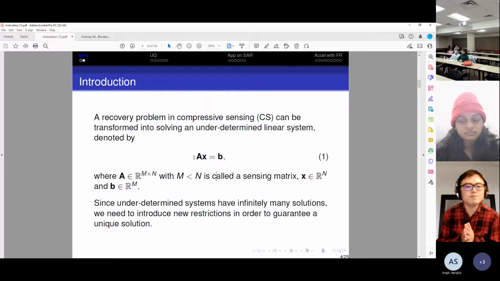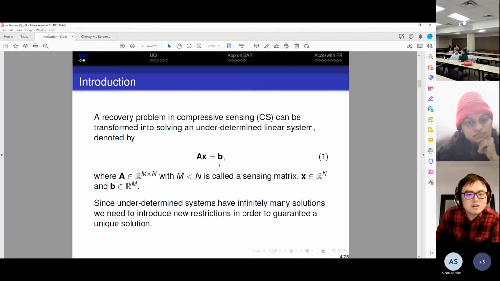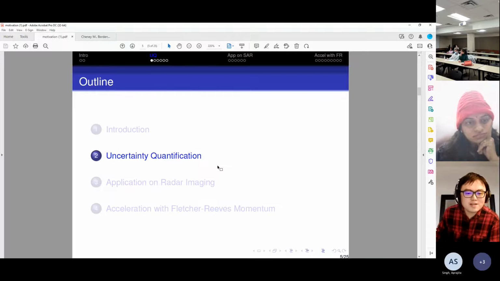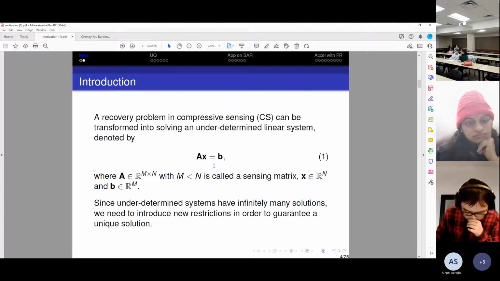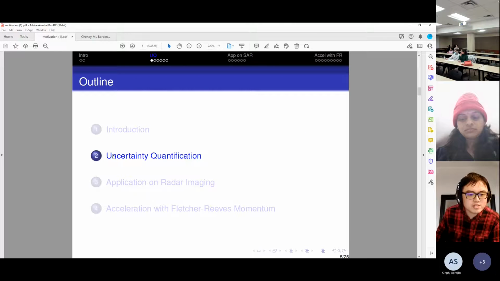Techniques for solving this type of problem have many names: sparse recovery, compressive sensing, compressed sensing, and many other names. There are many methods used for this type of problem, and I studied some of them and used them in different applications. So the first type of application is uncertainty quantification.